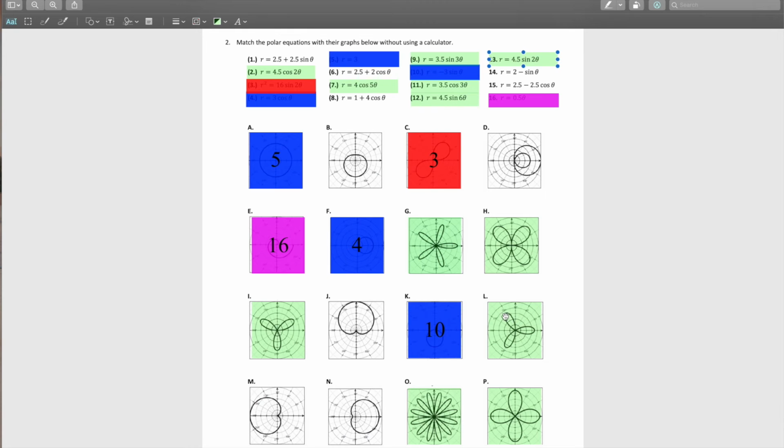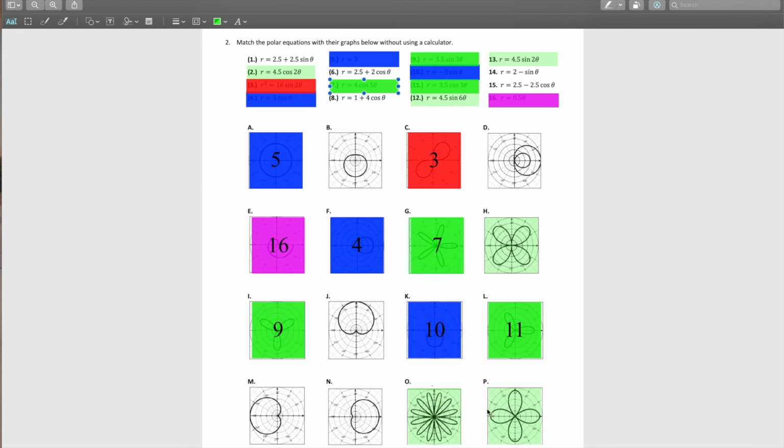So if I'm looking at L and the equations we have up here, I'm looking for a 3 cosine right there. So this one is going to be 11, and this one over here is going to end up being 9. Okay. Next, I think I would look at this one right here. It has 1, 2, 3, 4, 5 petals, so I know it's going to be a 5 theta and a cosine. So this one's going to end up being 7.